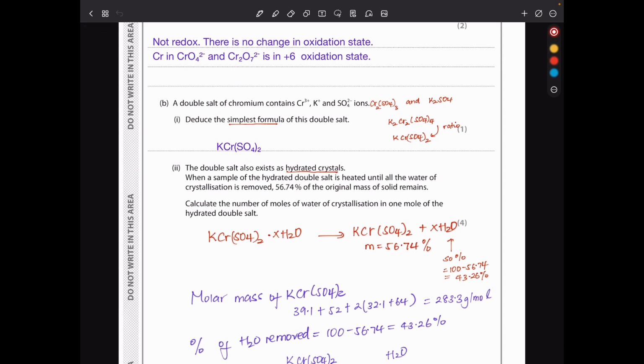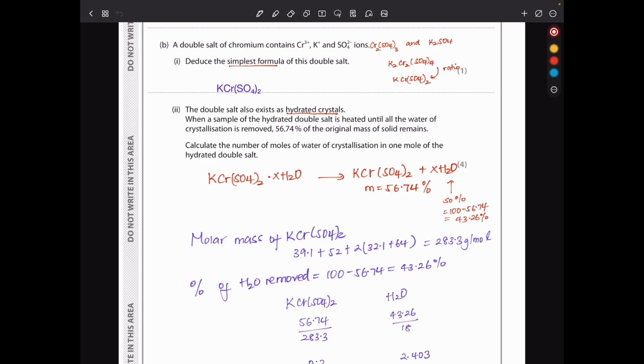Then in part B, a double salt of chromium, which has chromium 3, potassium, and sulfate ions. Deduce the simplest formula of this double salt. The easy way to deduce this is, if it's chromium bonded to sulfate, this is chromium 3, so chromium 3 sulfate, and the other side we have potassium sulfate. To combine them together, we have 2 chromiums, and then we have 2 potassiums, but the sulfates are going to be 4 in total. Then get the smallest whole number ratio, divide by 2, we get K, divide by 2 Cr, divide by 2 sulfate 2. So this is going to be the final answer.